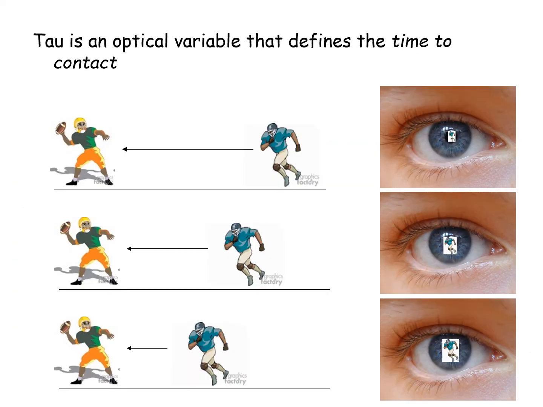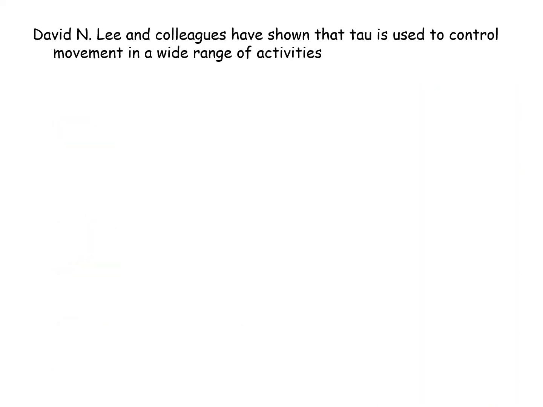This is where we start looking at tau, T-A-U. Tau is an optical variable that defines the time to contact. So we're able to judge with our depth perception where an object is and understand how it's moving and how we are moving so that we can detect the time to contact with that object. This was developed by David N. Lee and colleagues, and they have shown that tau is used to control movement in a wide range of activities.